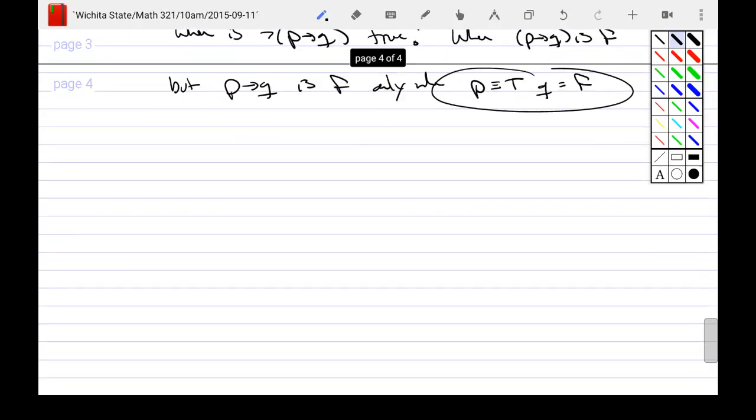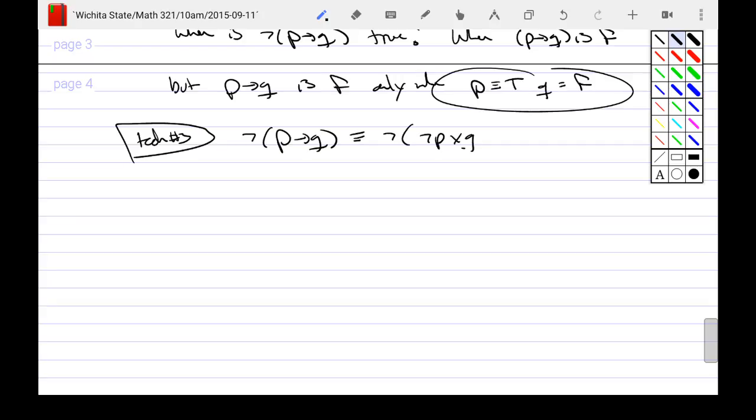Technique three would be not P implies Q is logically the same thing as not P or Q. What did I use? The disjunctive form of implication. That's logically not P and not Q. What did I use? De Morgan's. But that's the same thing as P and not Q. I use double negation. So is the left the right? Yes. By the disjunctive form of implication, De Morgan's law and double negation, they are the same thing. That's using older logical equivalencies. Be able to do all three techniques.